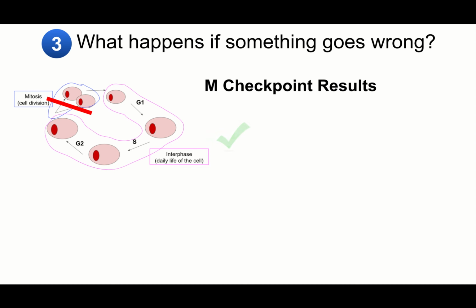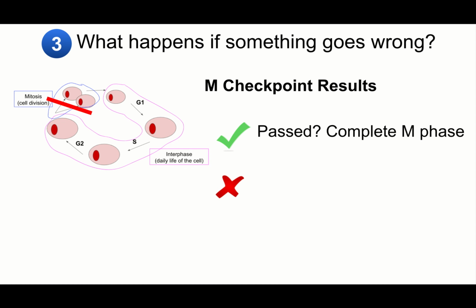If the cell passes the M checkpoint, if it can verify that the DNA will be dividing evenly, it will complete M phase and move on back into G1 phase and continue through the cell cycle. If the cell fails the M checkpoint and cannot verify that the DNA will be divided evenly, it will go into apoptosis. Remember, apoptosis is that programmed cell death. And that's because it means that the daughter cells will not be getting the right amount of DNA. One might be getting more than the other and will not have the correct instructions to be a functional cell. So the cell will go into programmed cell death and it will self-destruct.